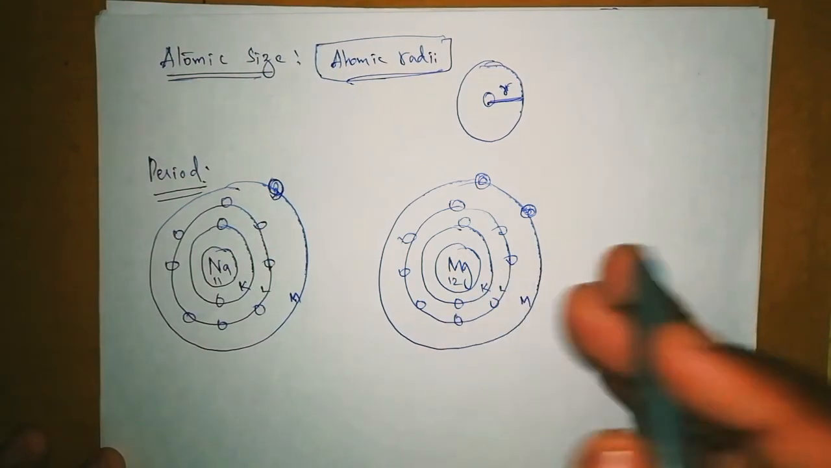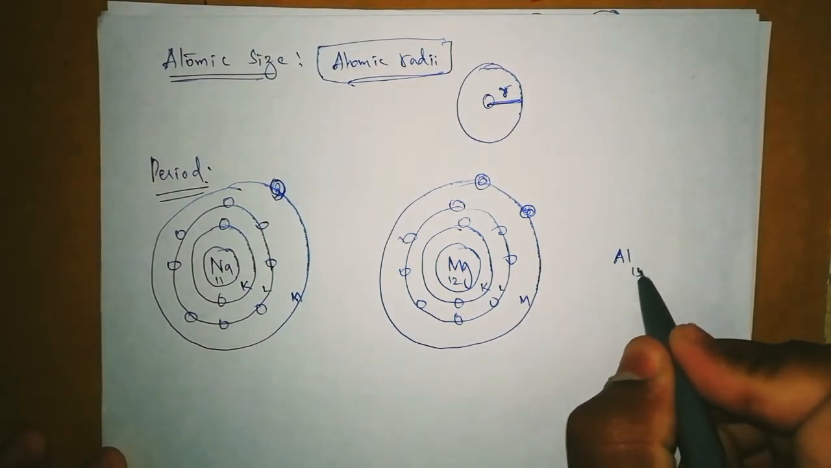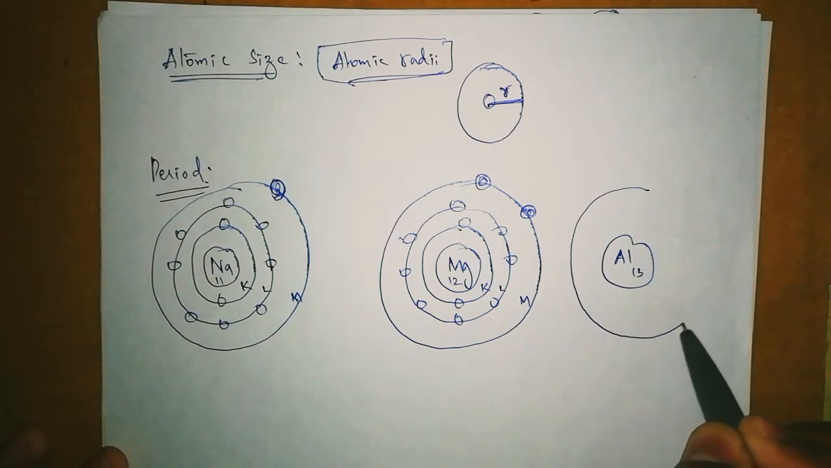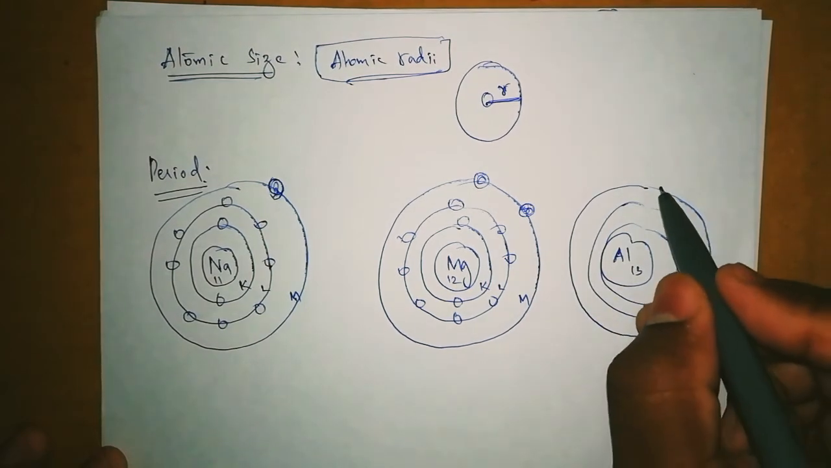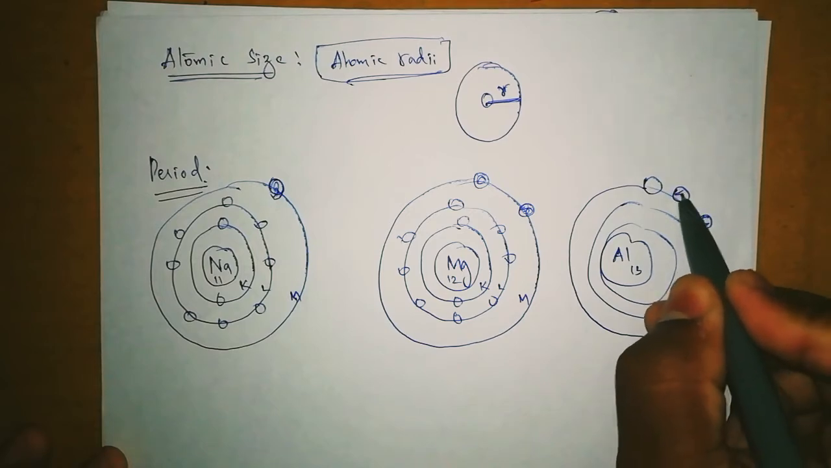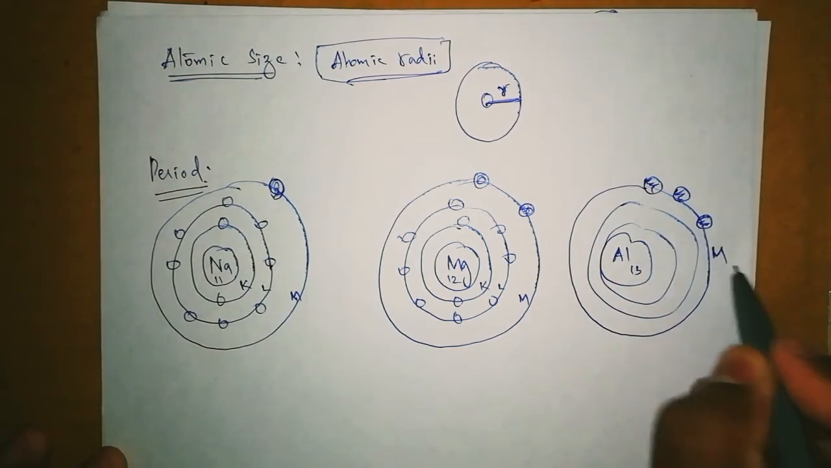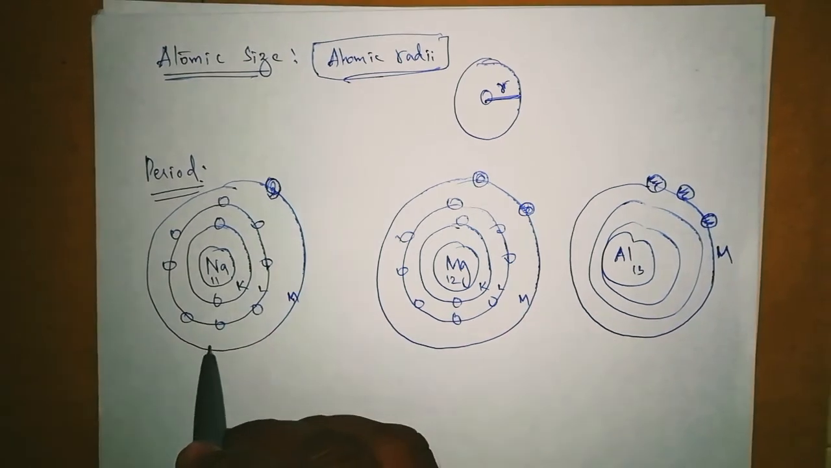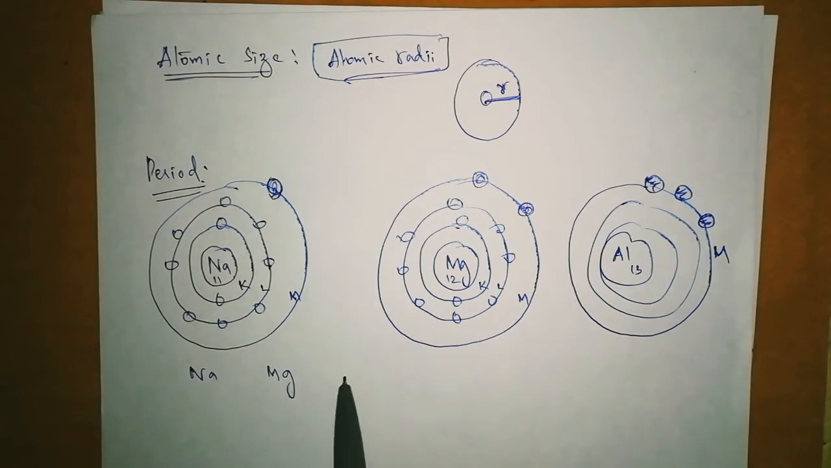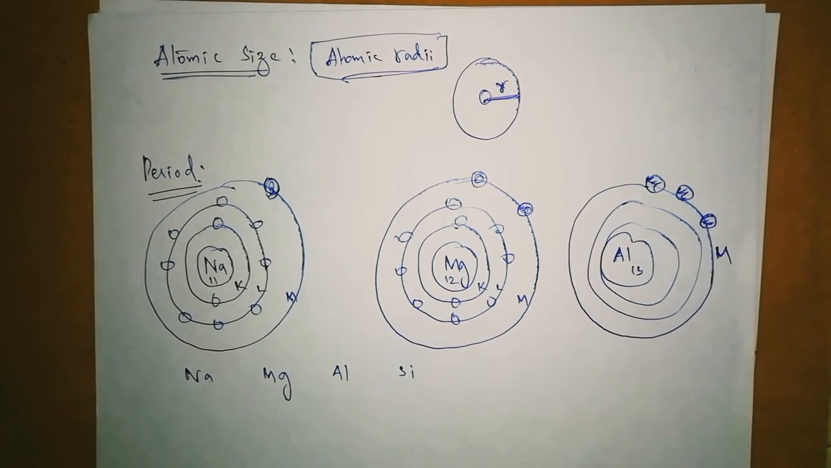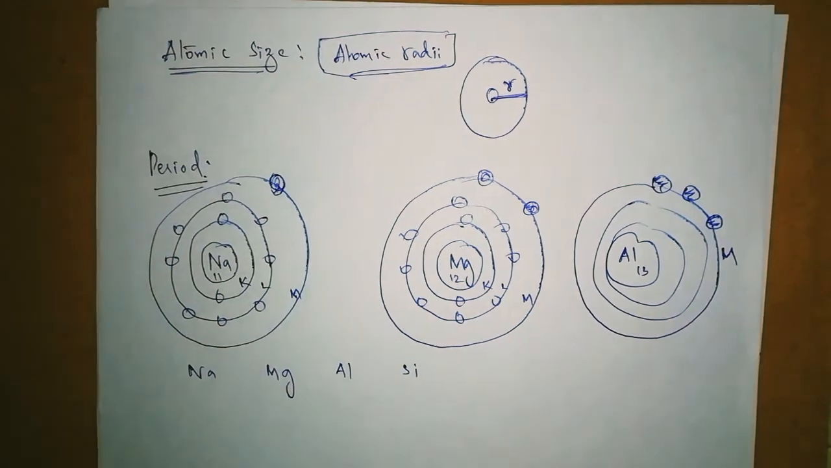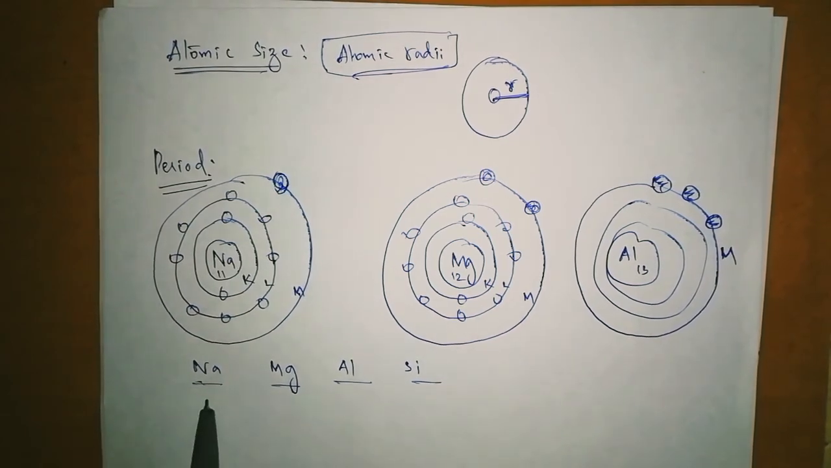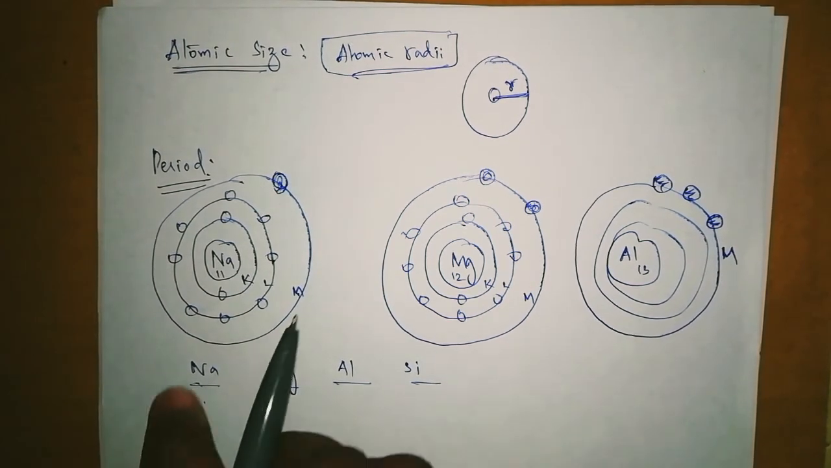Am I right? And what is aluminum? Aluminum atomic number 13. I don't want to draw all these things. You can draw in your home. I'm going to draw the last shell, which consists of 3 electrons. This aluminum consists of 3 electrons in the M shell. Am I right? So as we go on like that, sodium, magnesium, aluminum, silicon, phosphorus, all these elements and the electrons which are present in these elements are all in the same shells.